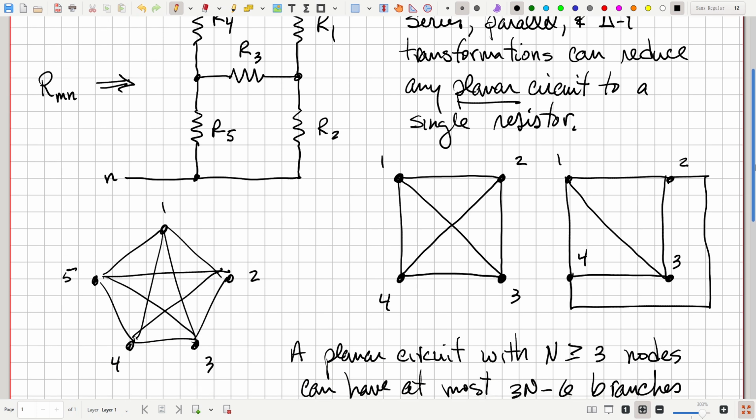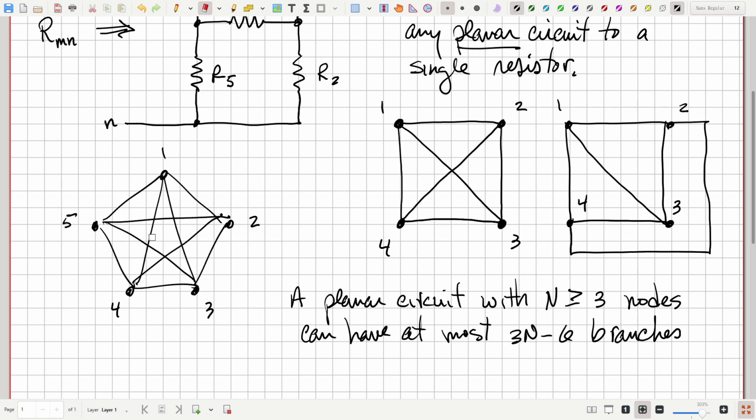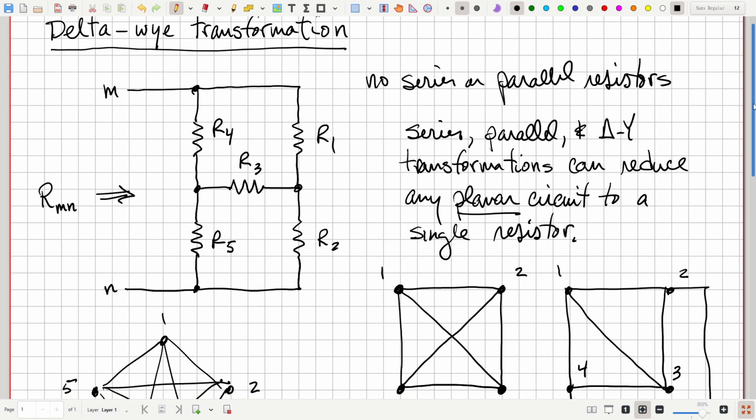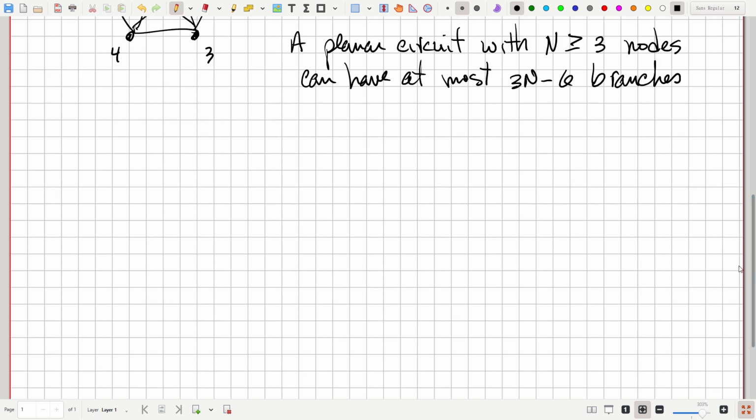Now, in general, if we have a non-planar circuit, even a delta Y transformation won't allow us to reduce it to a single resistor, and we'll see some techniques later that we can use, called the node voltage method, to do that reduction. But for our purposes, all the circuits we'll look at will be planar, and so these 3 transformations will be all we would need. All right, so let's now introduce delta and Y configurations, and then the transformation. So suppose we have 3 nodes here.